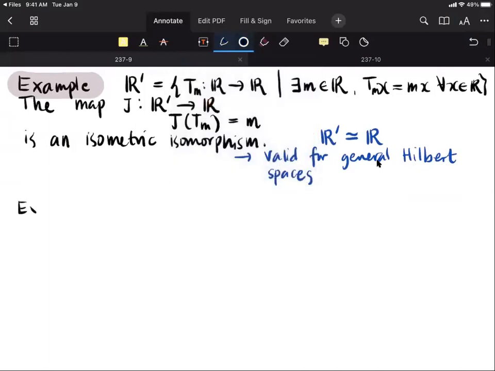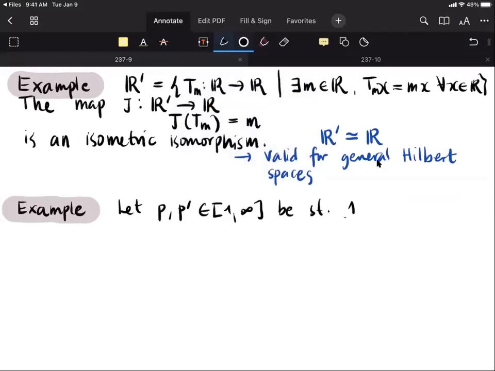Here's another example. Let us consider functions in Lebesgue spaces. So let p and p prime, where p prime is the dual exponent of p. That is, the sum of the reciprocals of p and p prime is equal to 1. And consider, let's say, a measurable set omega, a subset of R^n.